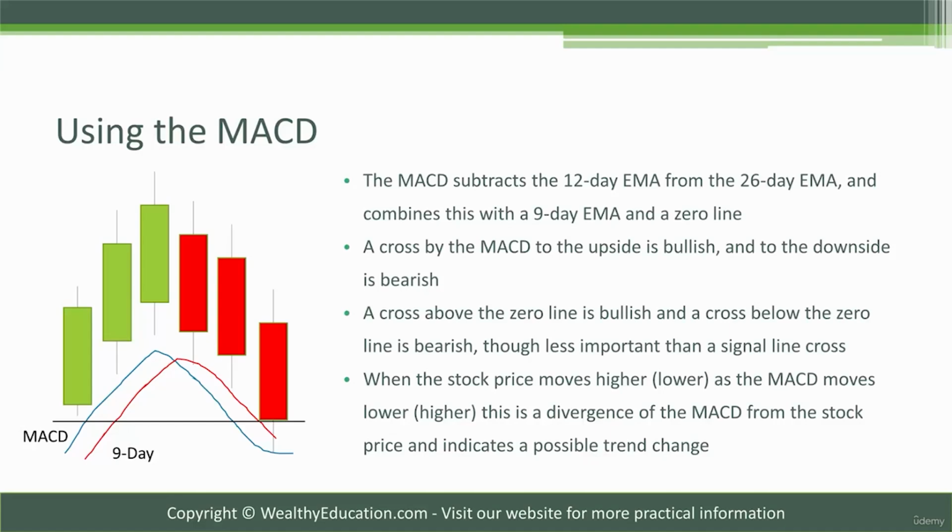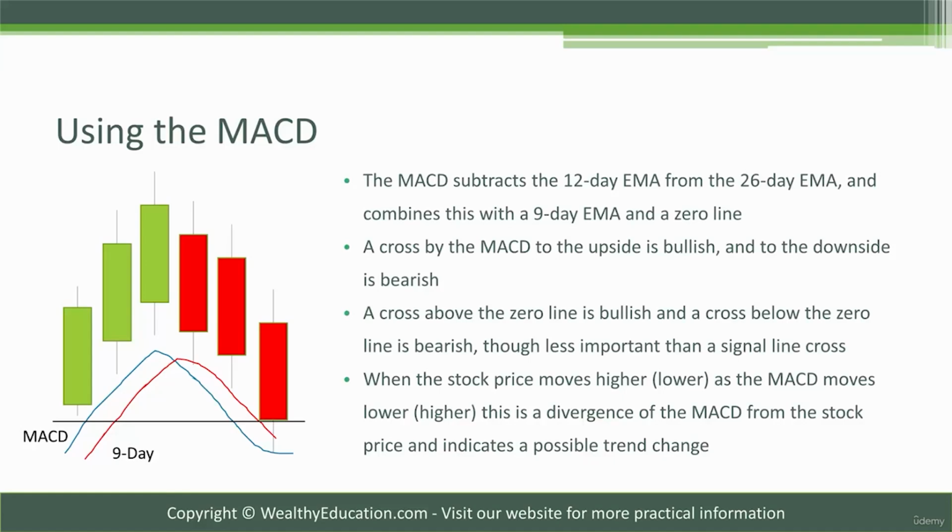A negative divergence tells us that the stock may cease to move higher and either turn down or move into a consolidation pattern. And a positive divergence tells us that the stock may cease to move lower and move into a consolidation pattern or possibly move higher.